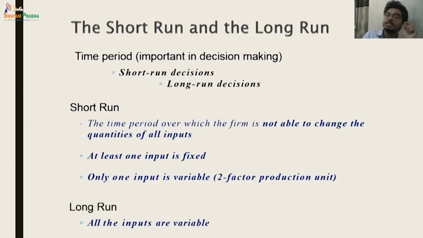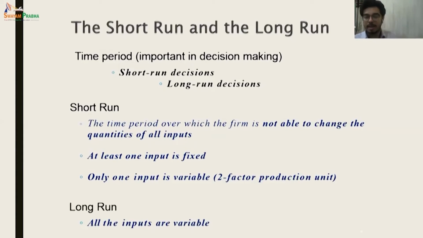So on which basis do we determine short-run decisions and long-run decisions? That is on the number of inputs we can vary. Short run is a time period over which the firm is not able to change the quantities of all inputs. At least one input is fixed.